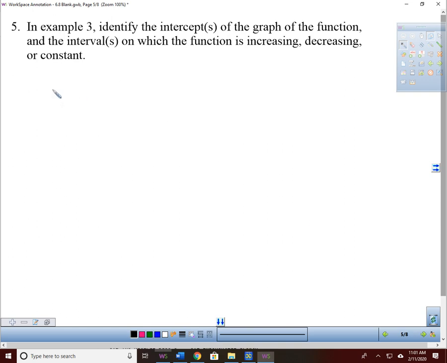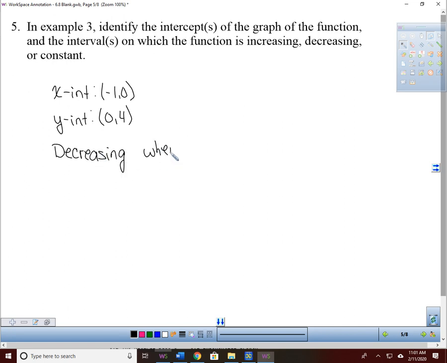So to write all of that down, we have an x-intercept at -1, 0. We have a y-intercept at 0, 4. We are decreasing when x is less than 0, and we are constant when x is greater than 0.